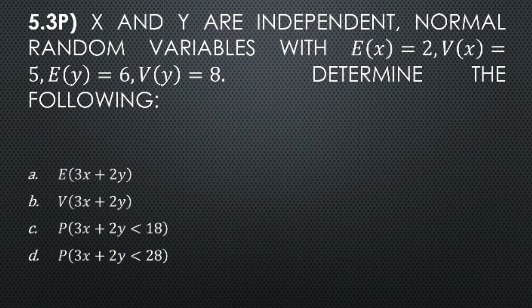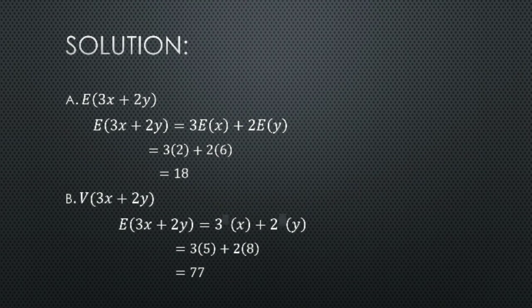Let's go. Okay, so in here, we need to separate the given, which will become 3E of X plus 2E of Y. After that, we need to substitute X to 2 and Y to 6. Then multiply and add. That's why we come up with the answer 18. So the answer for letter A is 18.